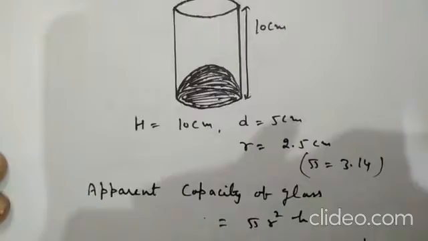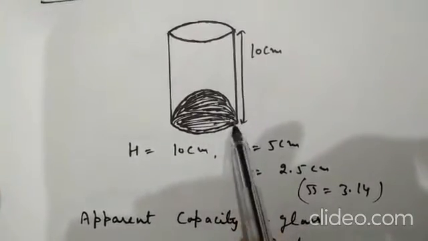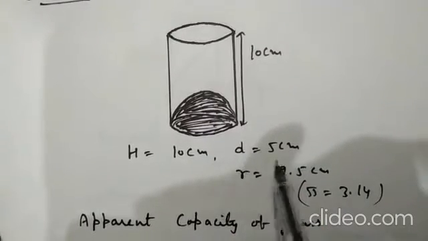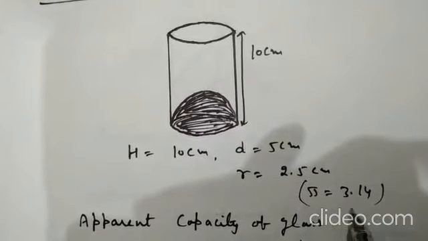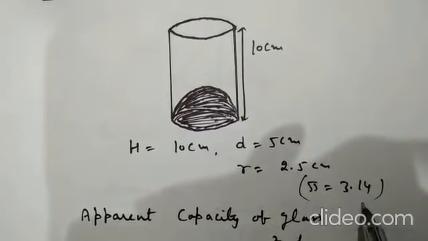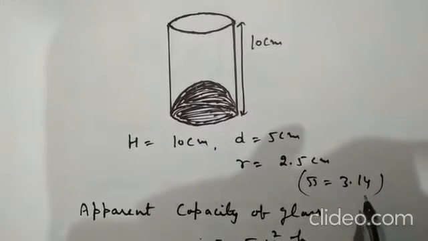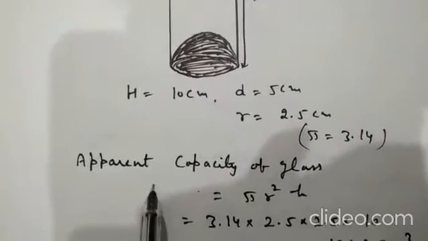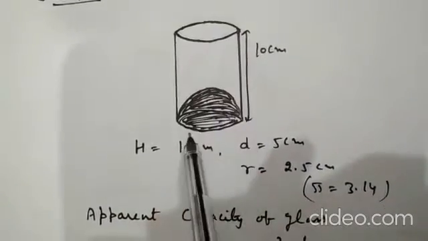So here you are able to see this glass. A hemispherical raised portion is there. Height of the cylindrical glass is 10 and diameter 5, radius 2.5 and value of pi is 3.14 given. So juice seller is here showing some juice less. Apparent capacity of glass. Apparent capacity means the capacity which is visible to us. We look here that the glass is full of juice.